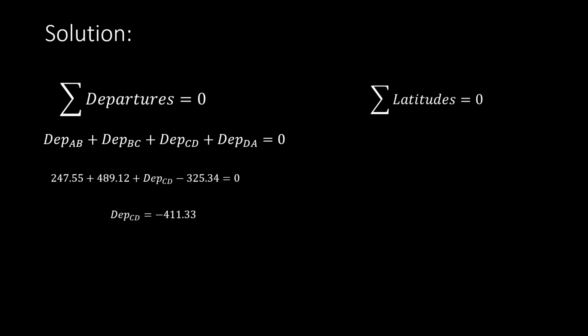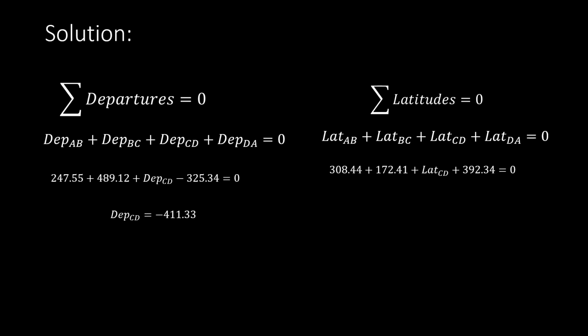For the sum of the latitudes equal to 0, that will be equal to the latitude of AB plus latitude of BC plus latitude of CD plus latitude of DA equal to 0. Substitute the values of the latitudes of the known sides. Then the latitude of CD is negative 873.19.